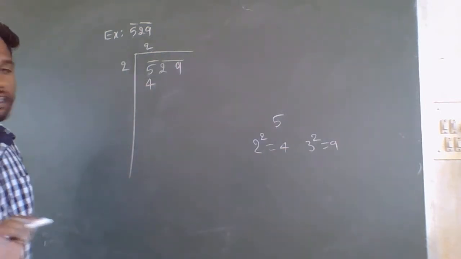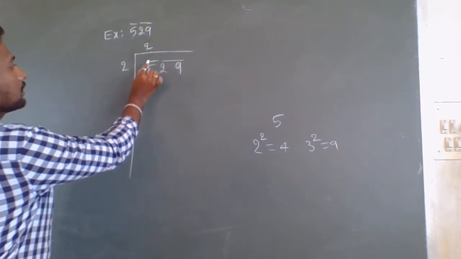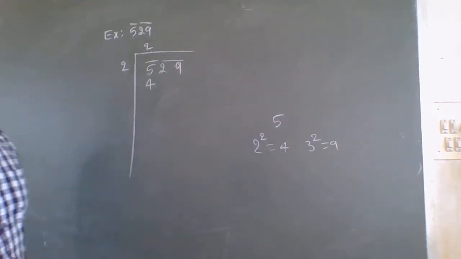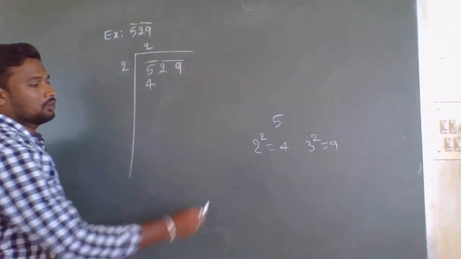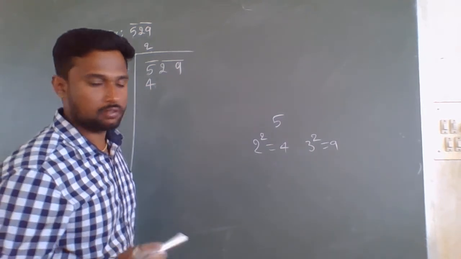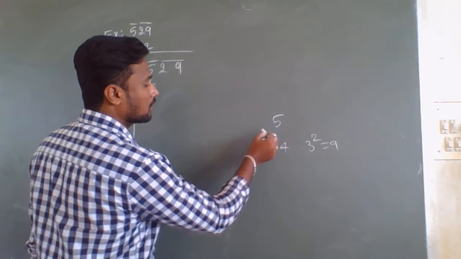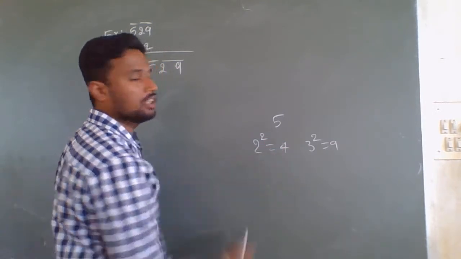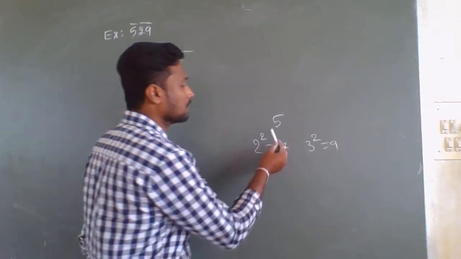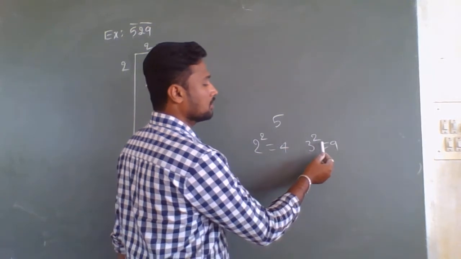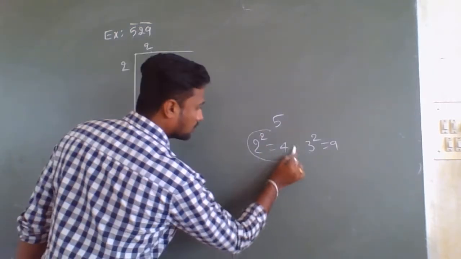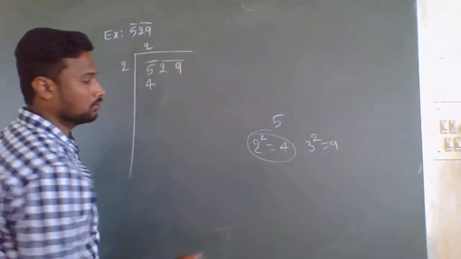Listen carefully to what I did here. Only one digit is there in the first group, that is 5. Okay. So now by the division method, I should consider only a perfect square number. First I will check 2 square, 2 into 2, 4, which is 1 less than 5. Next is 3 square, 3 into 3, 9, which is greater than 5. So I will consider 2 square only, which is 4.